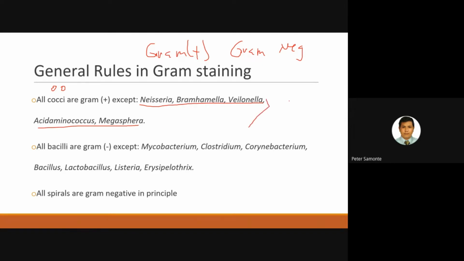Again, all cocci are Gram positive, except Neisseria, Branhamella, Veillonella, Acidaminococcus, and Megasphaera. Meaning, itong five na to, class, are cocci that are Gram negative.